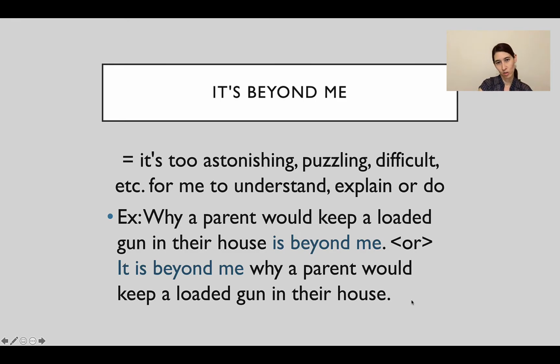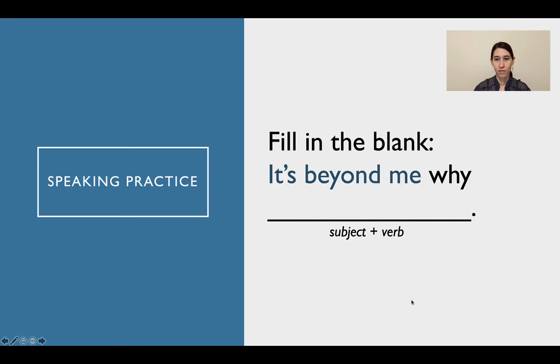So the sentence I just said, I could say, it is beyond me why a parent would keep a loaded gun in their house. The reason I say this is because if you have young kids, they find the gun that's loaded with bullets, they might accidentally shoot themselves, shoot someone else, shoot a sibling, and accidentally kill them. Fill in the blank. It's beyond me why, and then grammatically you're going to do subject plus verb. It's beyond me why.